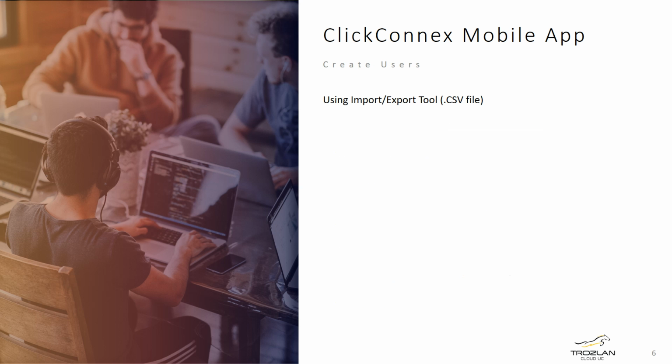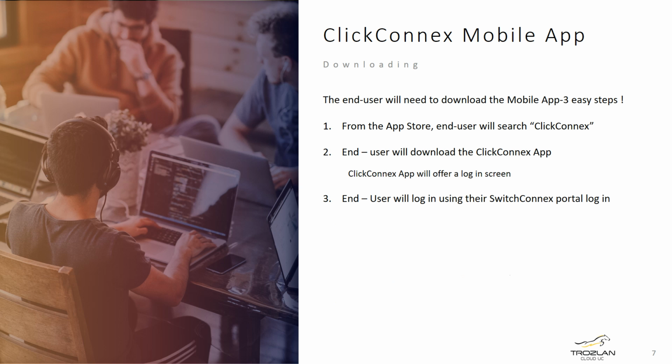When it comes to creating users, we will use the import-export tool, this .csv file. We can download the app by going to the App Store and searching for ClickConnex. Once it is downloaded, the user will log in using their ClickConnex portal login. And in the app, the Trozlan logo will appear during the onboarding or setup process.